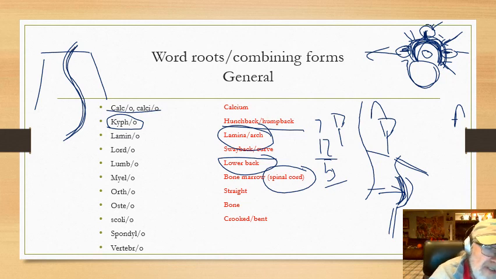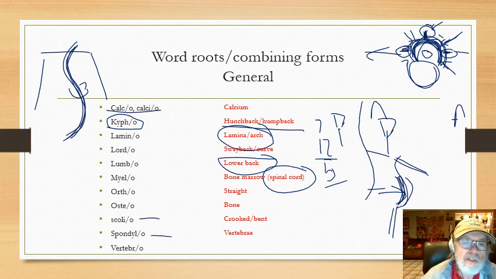And usually it's not just a side-to-side curve, but the vertebrae actually get rotated around. So if you look at them, they're asymmetric. They look like the vertebrae are not just bent side to side, but also twisted around a little bit. And that's called scolio, okay? So scolio. Spondylo is a word root that means vertebrae.